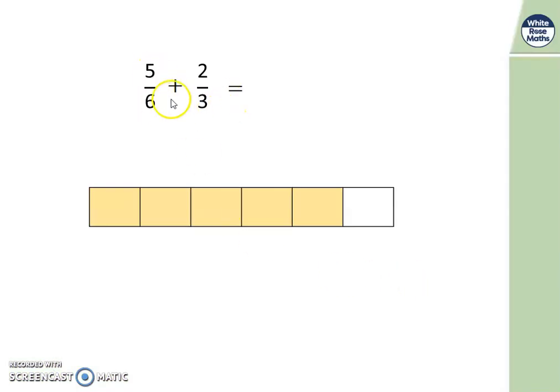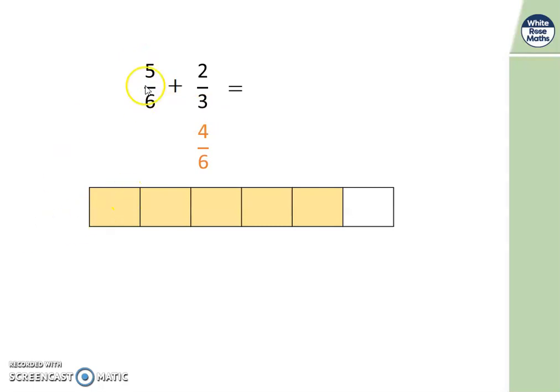So 5/6 add 2/3. Now if you remember from before the holiday, we like to convert it so that all the fractions have equivalent denominators. Now at the minute 6 and 3 are not equivalent. You can see on my bar model here that I have 5/6 drawn already, but I need to change my 2/3 into sixths. What would I do to 3 to make it into 6? I times it by 2. So I do the same to the 2, times it by 2. And I get 4, 4/6.